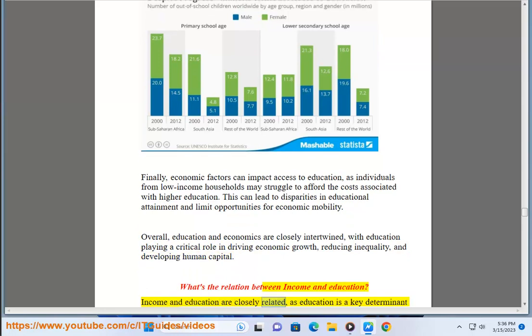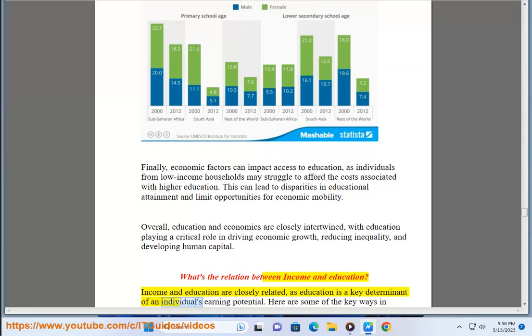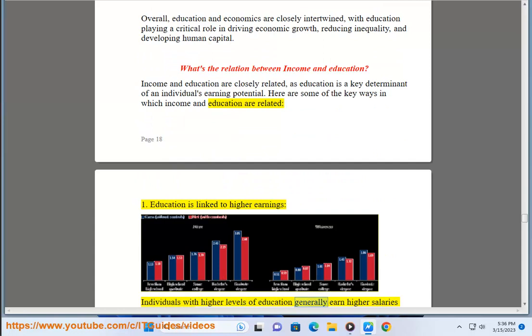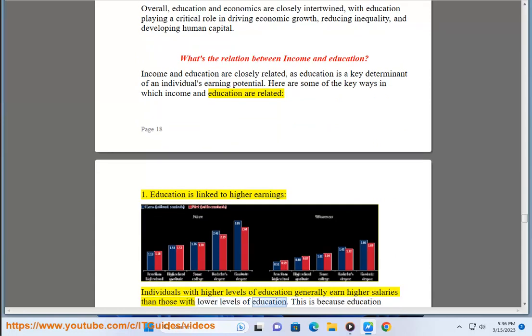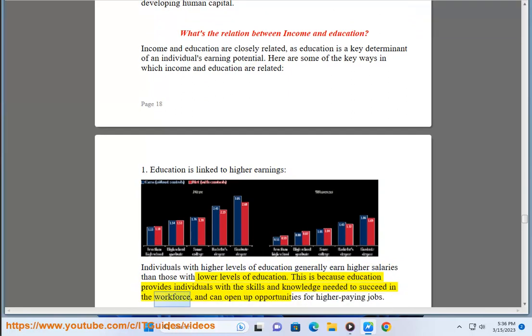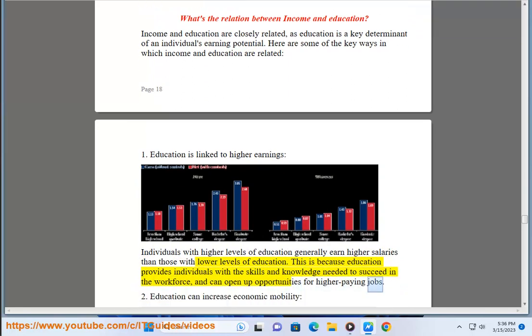Income and education are closely related, as education is a key determinant of an individual's earning potential. Here are some of the key ways in which income and education are related. 1. Education is linked to higher earnings. Individuals with higher levels of education generally earn higher salaries than those with lower levels of education. This is because education provides individuals with the skills and knowledge needed to succeed in the workforce, and can open up opportunities for higher-paying jobs.